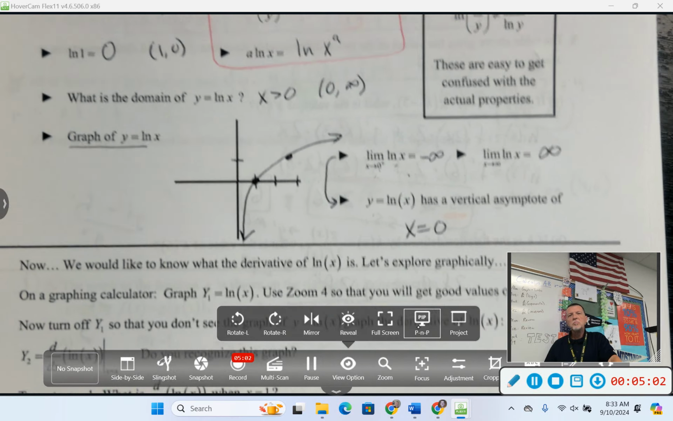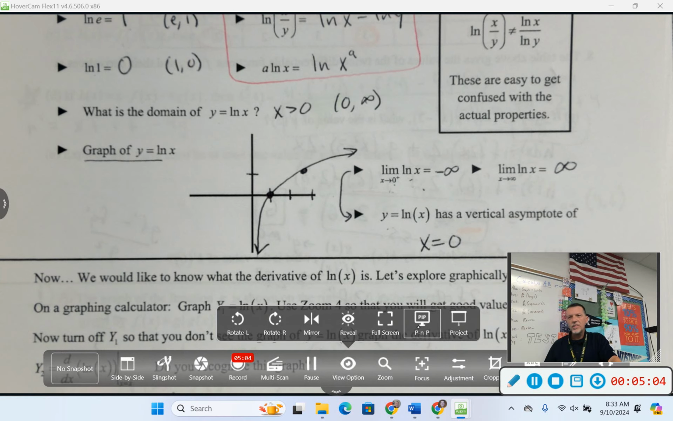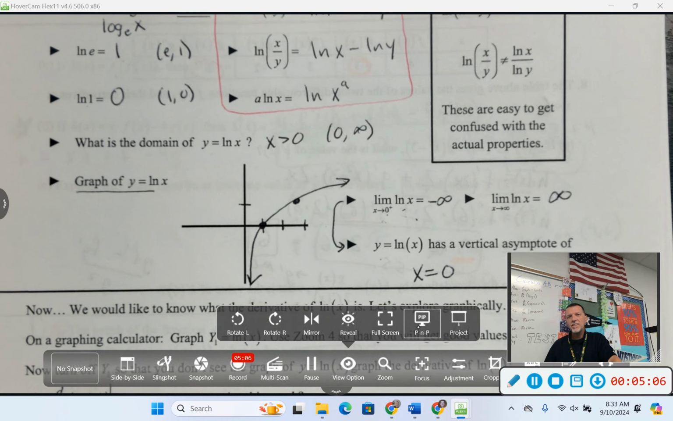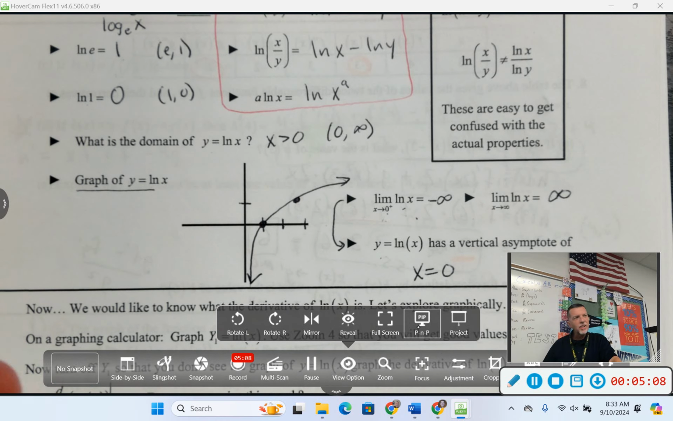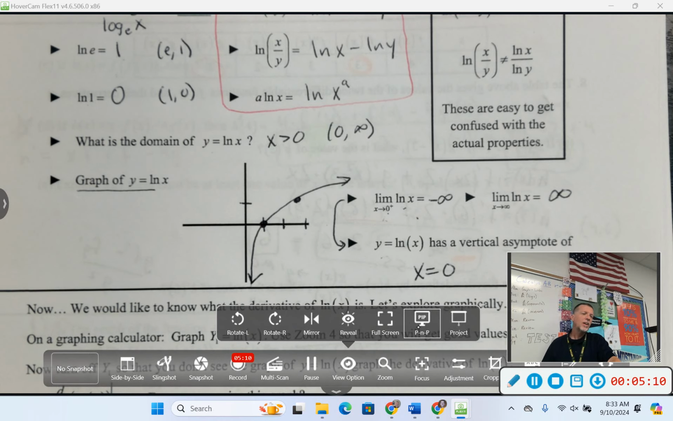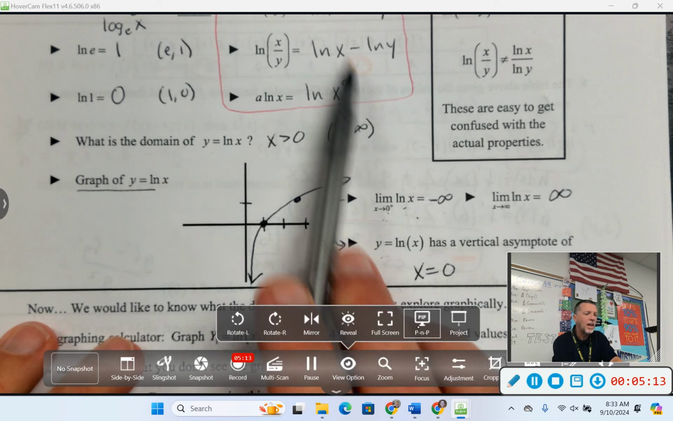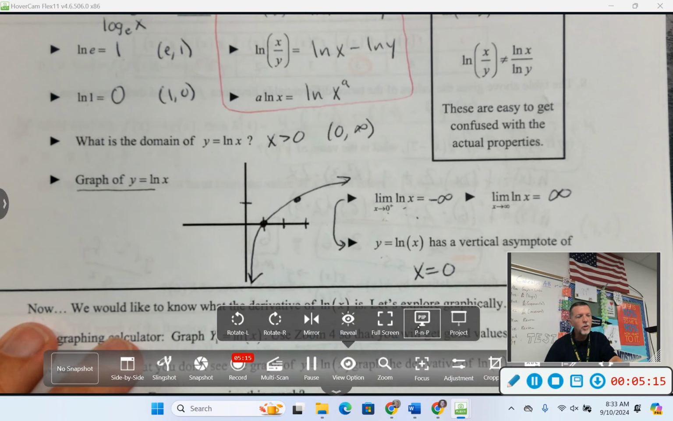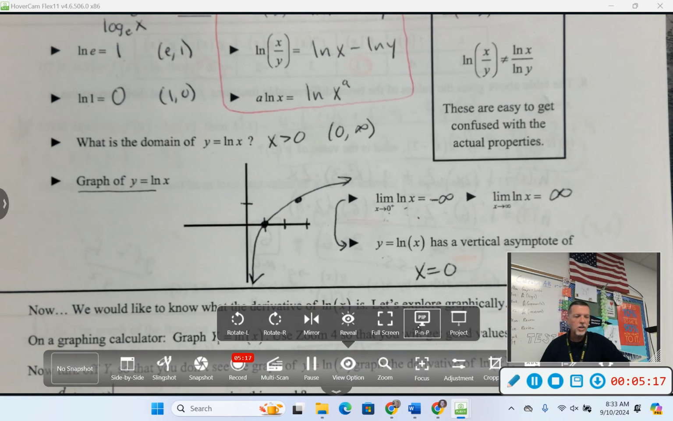Okay. None of that is calculus. None of that is derivatives. But all of that is helpful to making sure we have our foundation laid so that when we take a derivative and start plugging things in and using properties, we're comfortable with our logs.